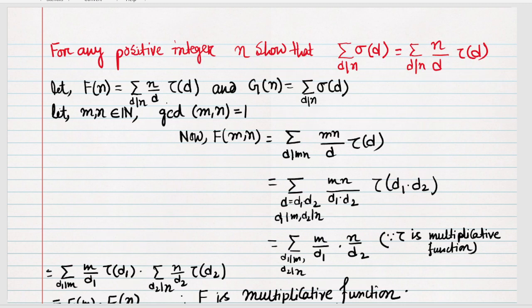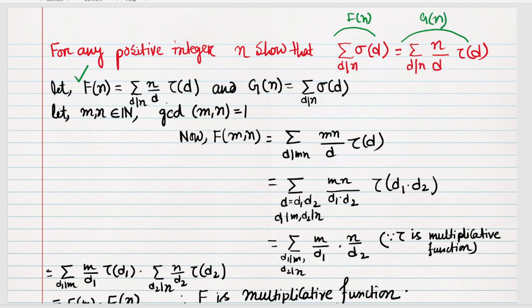So if we move to our next question, here they asked that for any positive integer n, we have to show that the sum over divisors d of sigma of d equals the sum of n by d times tau of d, where d runs over the divisors. So initially, we take f of n equal to this side, and this side equals g of n.